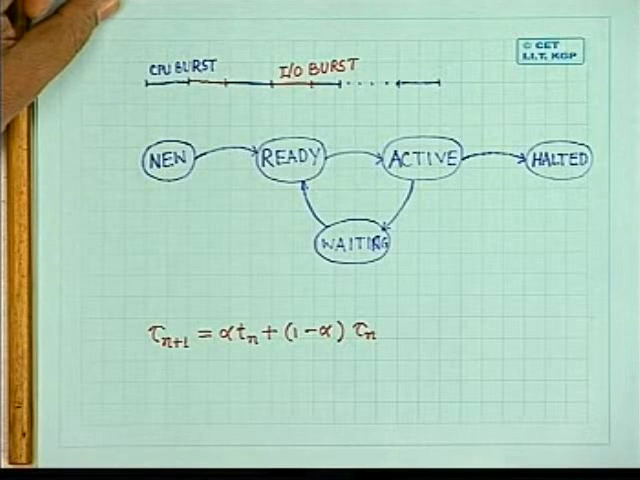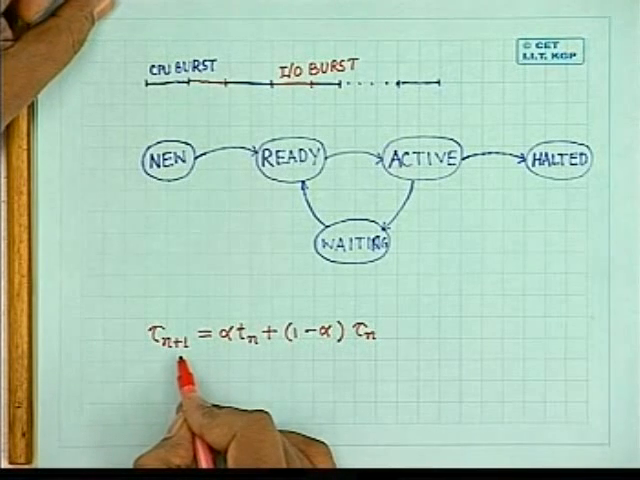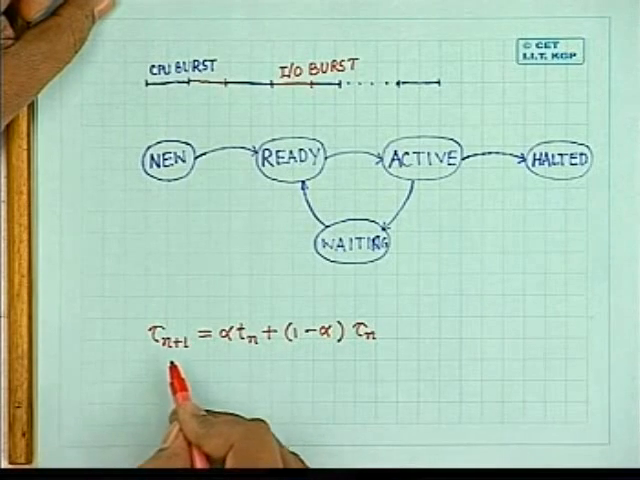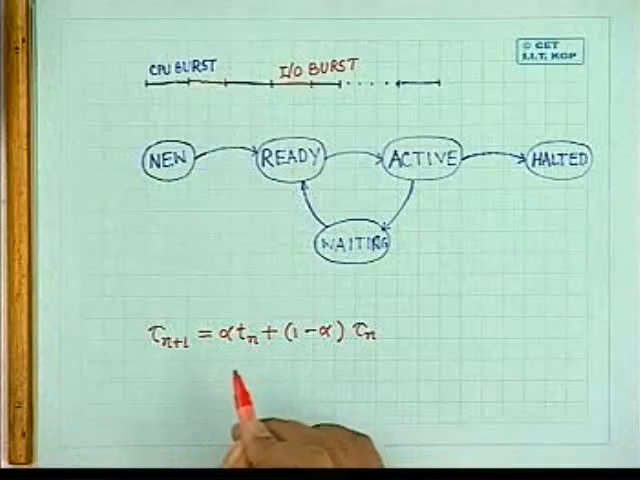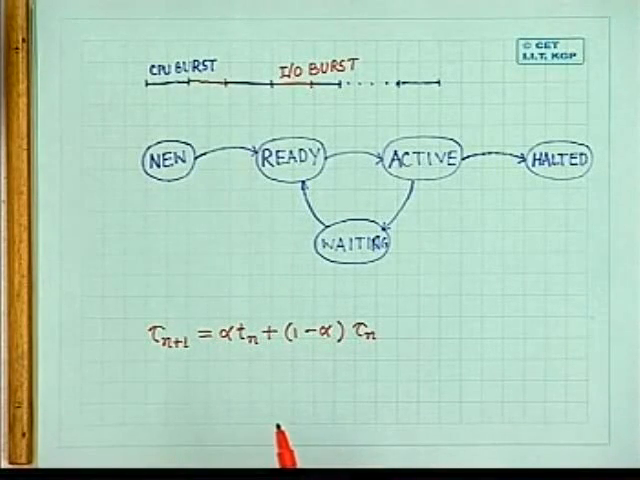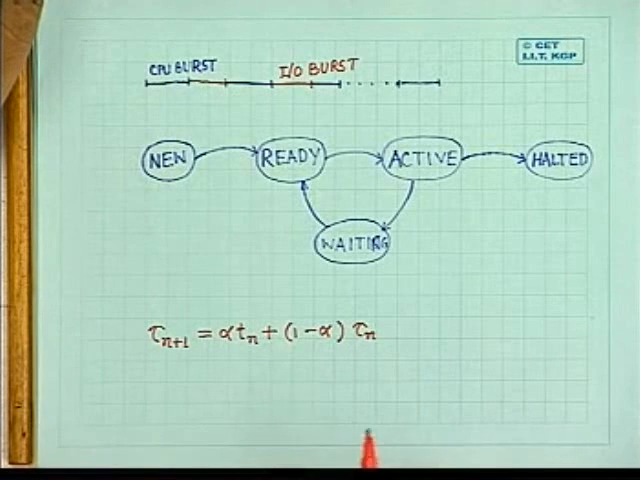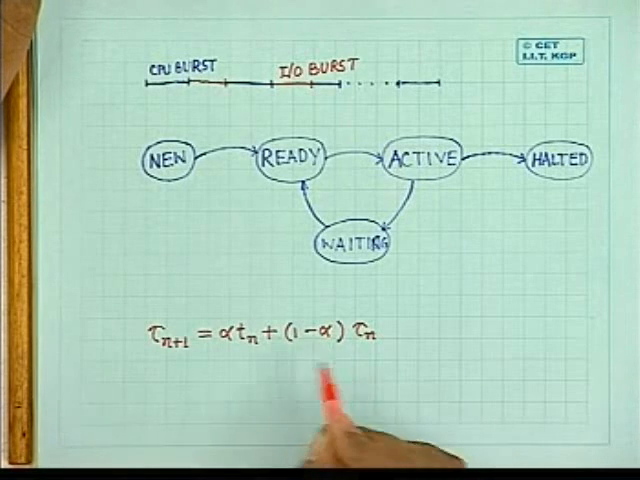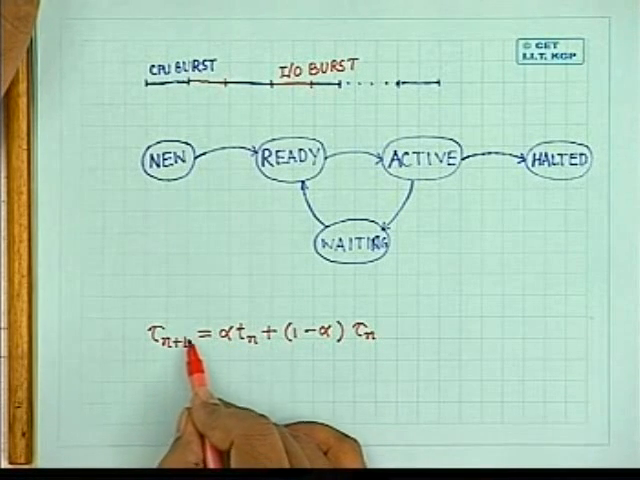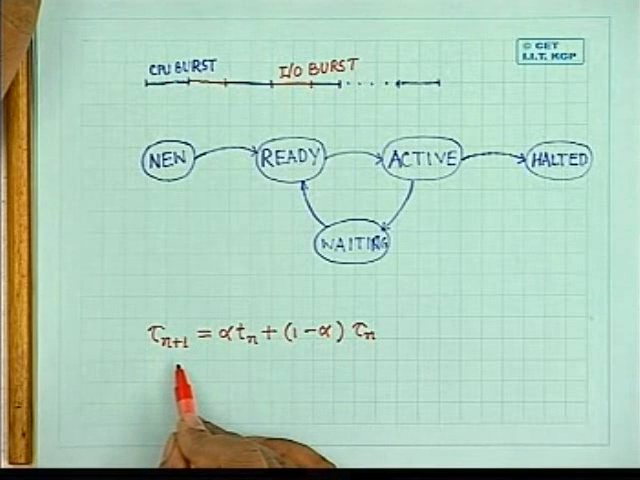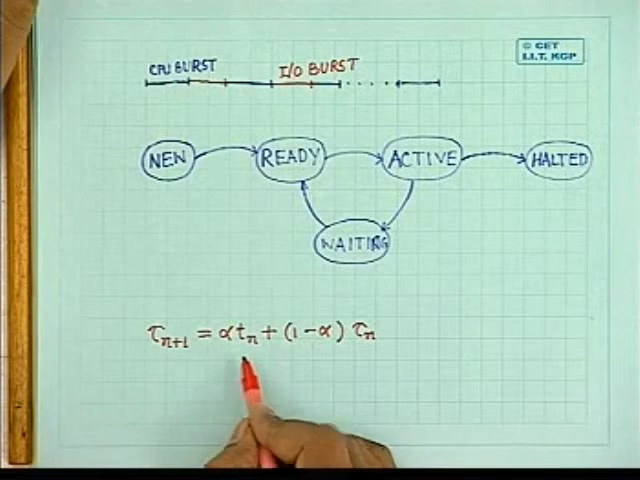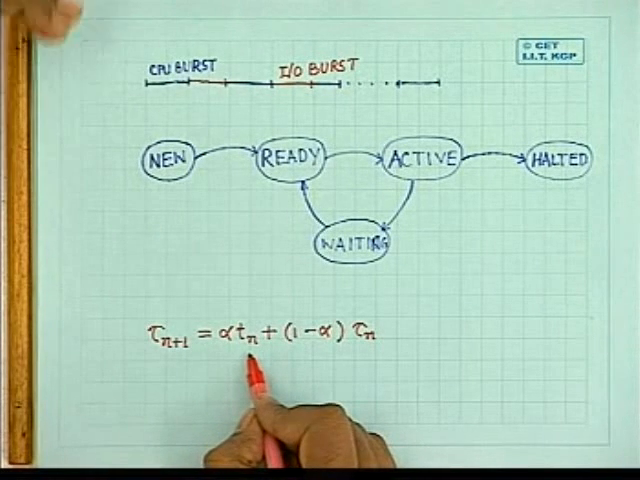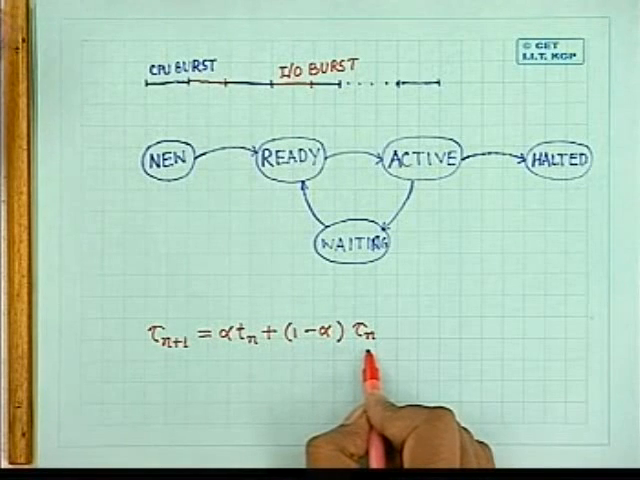Where tau n plus 1 is the predicted CPU burst time of the n plus first CPU burst. Tn is the exact nth CPU burst duration, and tau n is the predicted nth burst duration. So find that for prediction of that next CPU burst time, that is tau n plus 1, we are making use of the actual nth CPU burst time, that is the previous CPU burst time, and the predicted nth CPU burst time.